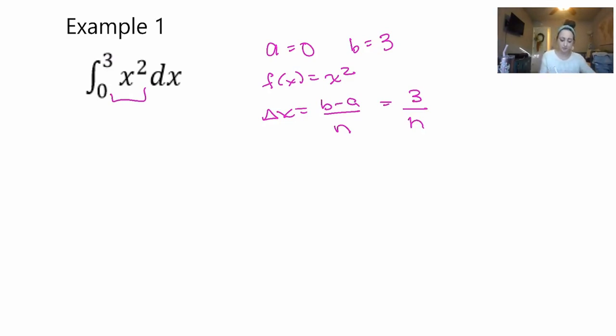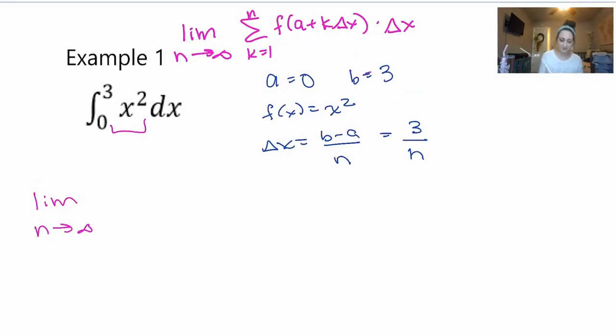Okay, so let's go with our formula. Our formula goes limit as n approaches infinity. Pasted it up there for you. The sum of k equals 1 to n. It's always going to start that way, okay? And then we're going to have, let's go ahead and call this f still, f of a, which was 0, plus k is just that index, so k times delta x, which is 3 over n. Close both sets of parentheses here, and then times delta x, which again was 3 over n.